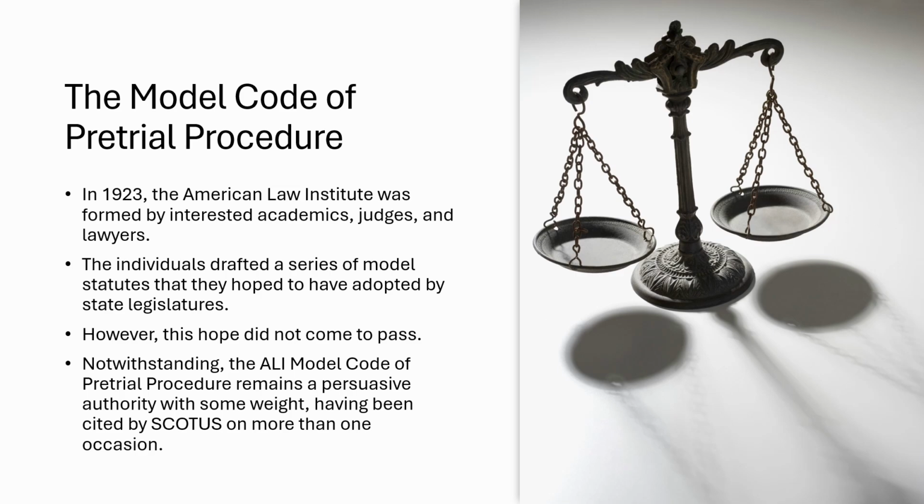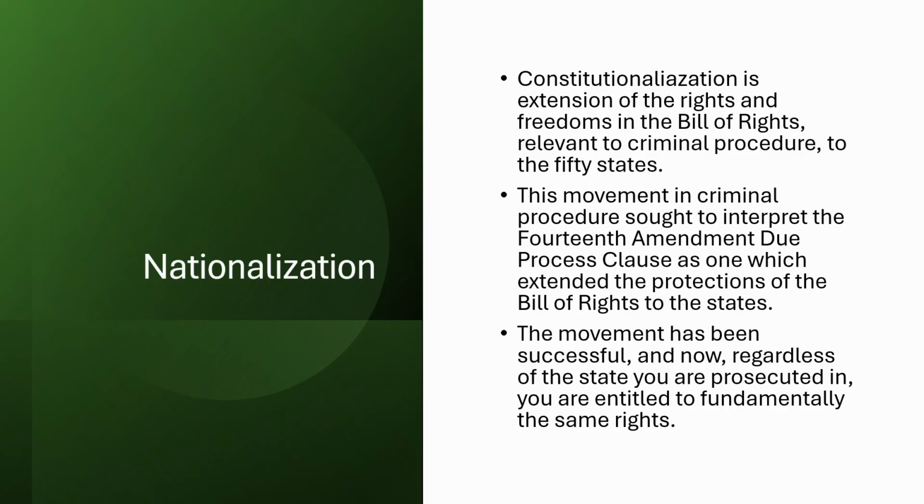The next section reviews how the Bill of Rights became applied to the states through the 14th Amendment's Due Process Clause. The nationalization or constitutionalization of criminal procedure occurred in the late 20th century, when the Supreme Court used the 14th Amendment's Due Process Clause to apply most of the Bill of Rights to the states, creating a single nationwide standard. As a result, a defendant's fundamental rights are largely the same whether prosecuted in state or federal court.